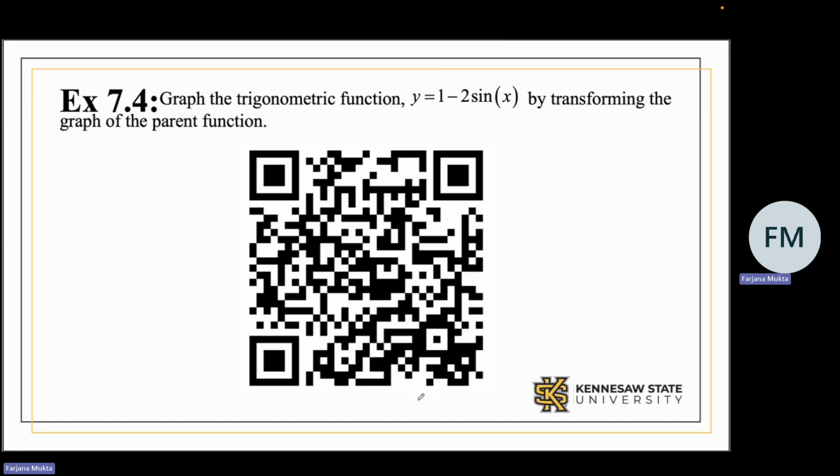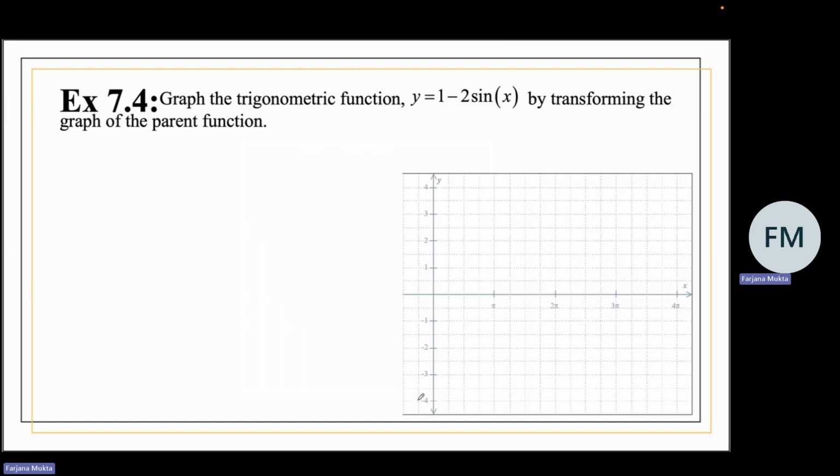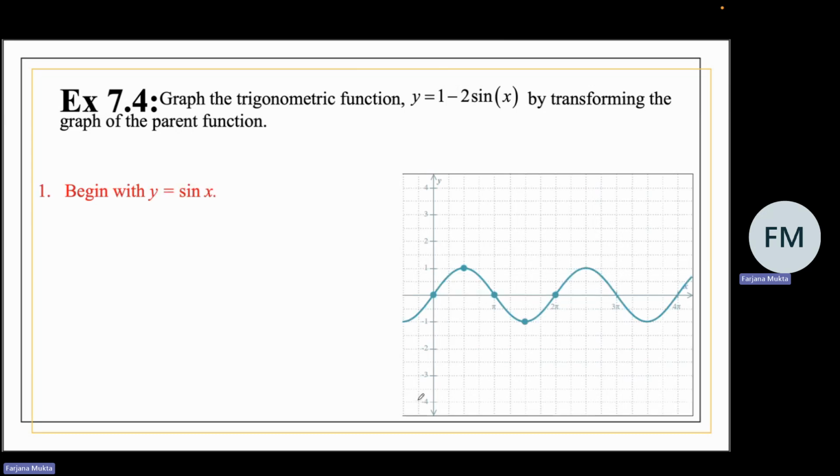Before we move to our next example, here is a barcode for the Desmos. You can scan this and view the graph for 1 minus 2 sine x, the transformed function that we are given. Notice that we are still looking at the same function, 1 minus 2 sine x. How are we plotting the function? The first thing we are doing, we are starting with our parent function, y equals sine x, right? So one cycle is from 0 to 2 pi.